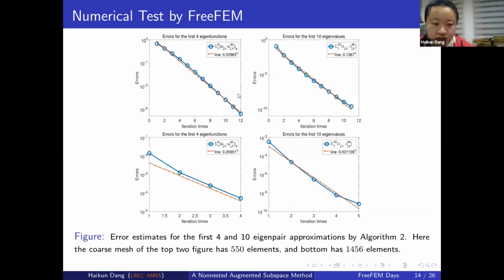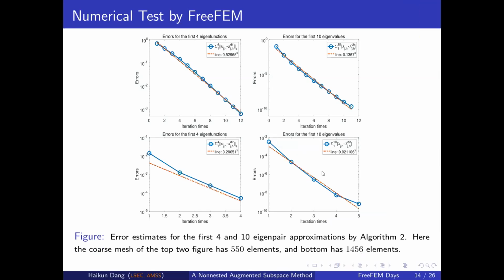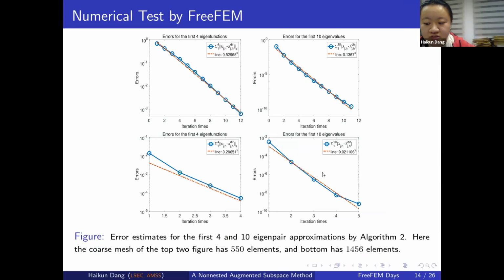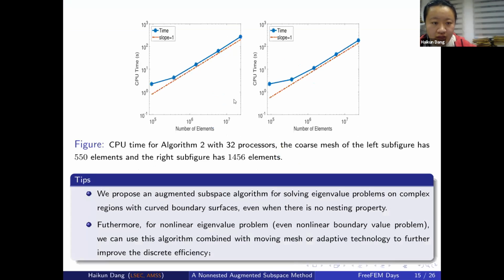Okay, and here is the error estimate for the first and the 10th eigenpair by Algorithm 2. It can be seen from the picture that if the coarse mesh gets finer, the convergence of the eigenpair is faster. You can see the top two figures need 12 iterations, but the bottom two only need 4 iterations. Here is the CPU time for Algorithm 2 with 33 processes, and both of these are linear complexity.